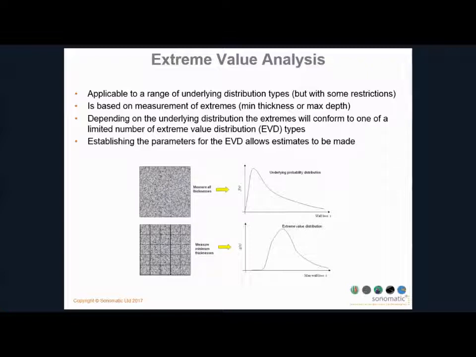With the extreme value approach, you would typically divide the area up into grids and take the minimum thickness or maximum depth within each grid, and then your distribution is based on those maximum wall loss values. In this instance we might have millions or tens of millions of data points that go into defining the underlying distribution. Typically within an extreme value distribution, we may have tens, hundreds or thousands of points maximum. So you can see you get a lot more information when using the underlying approach.